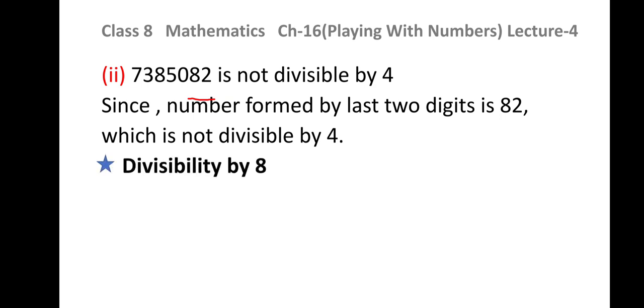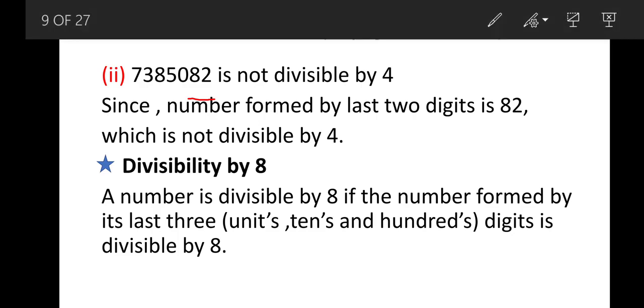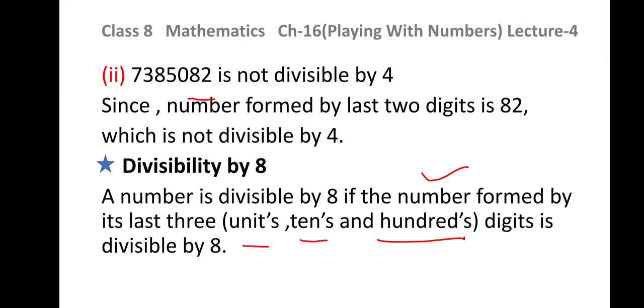Now, coming to the divisibility by 8, what does the divisibility rule of 8 say? A number is divisible by 8 if the number formed by the last three digits, that is units digit, tens digit and hundreds digit, is divisible by 8. If the number formed by the last three digits is divisible by 8, then we can say that the given number is divisible by 8.